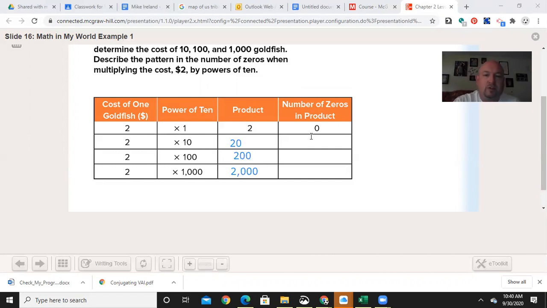So let's go to the number of zeros in the product. There's 1 there, and you saw that. There's 2. And there's 3. Now, if you start noticing, there's the pattern. It's straight down. If I was going by 10,000, it'd be 4 zeros. If I was going 100,000, 5 zeros. If I was going by a million, 6 zeros. And that coincidentally happens to be how many zeros are in those numbers if you put them on the place value chart. So go ahead and fill that in as you go.